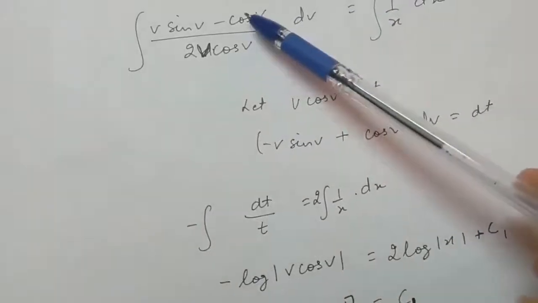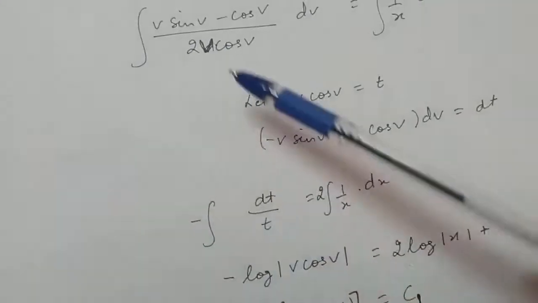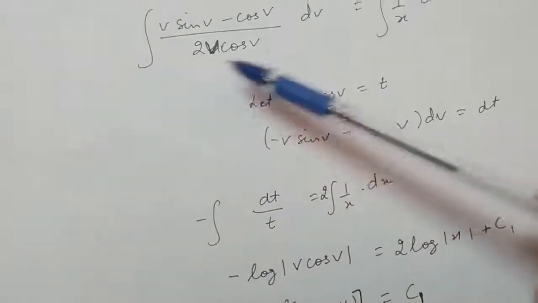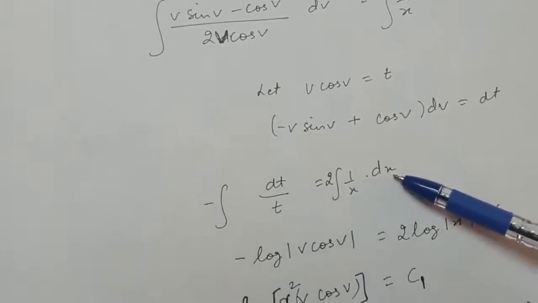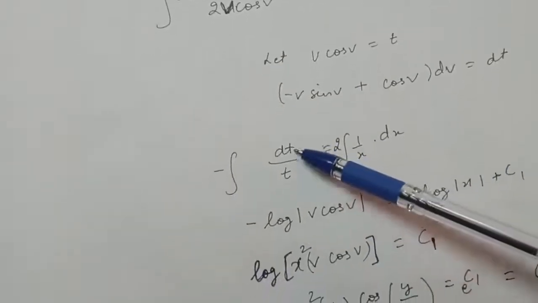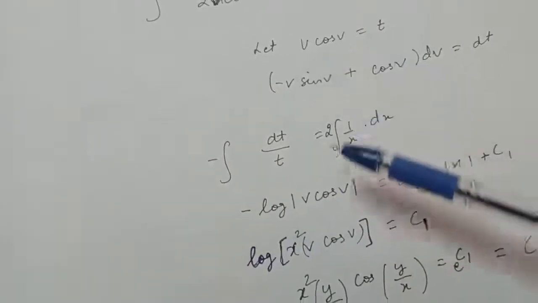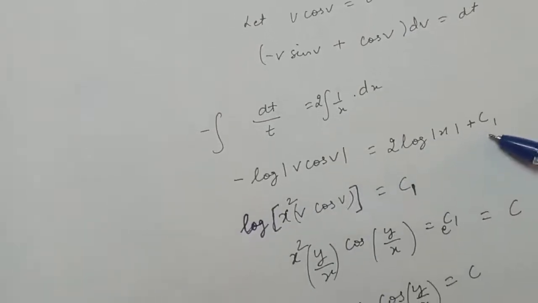So this integral, numerator into dv will become minus dt. In place of v cos v, write down t and take this 2 on this side. So it will be 2 into integral of 1 by x into dx. Now integral of 1 by t will be log mod t, and in place of t write down v cos v equal to 2 log mod x plus c1.